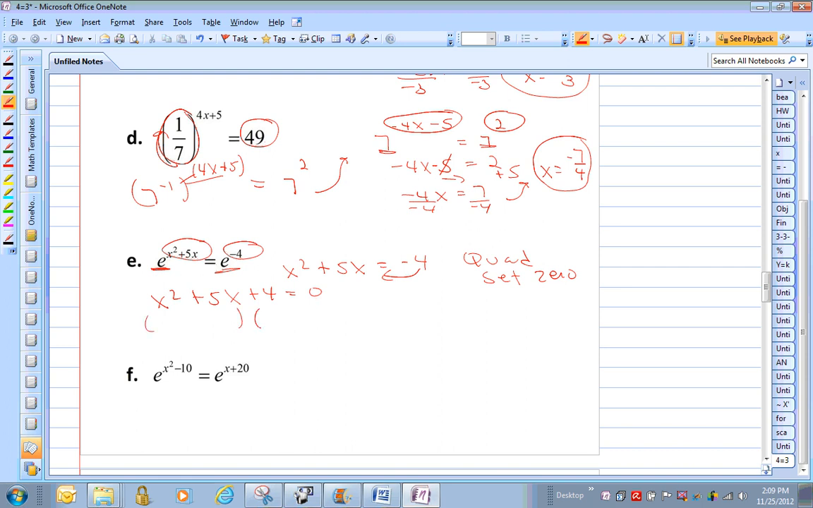I think I can probably factor to go ahead and solve my quadratic. X squared, I would need an x and an x. Then I would need to multiply to positive 4 and add to positive 5. I believe that will be a positive 1 and a positive 4. And then my values for x would be x is equal to negative 1 or negative 4. And both of those would work.